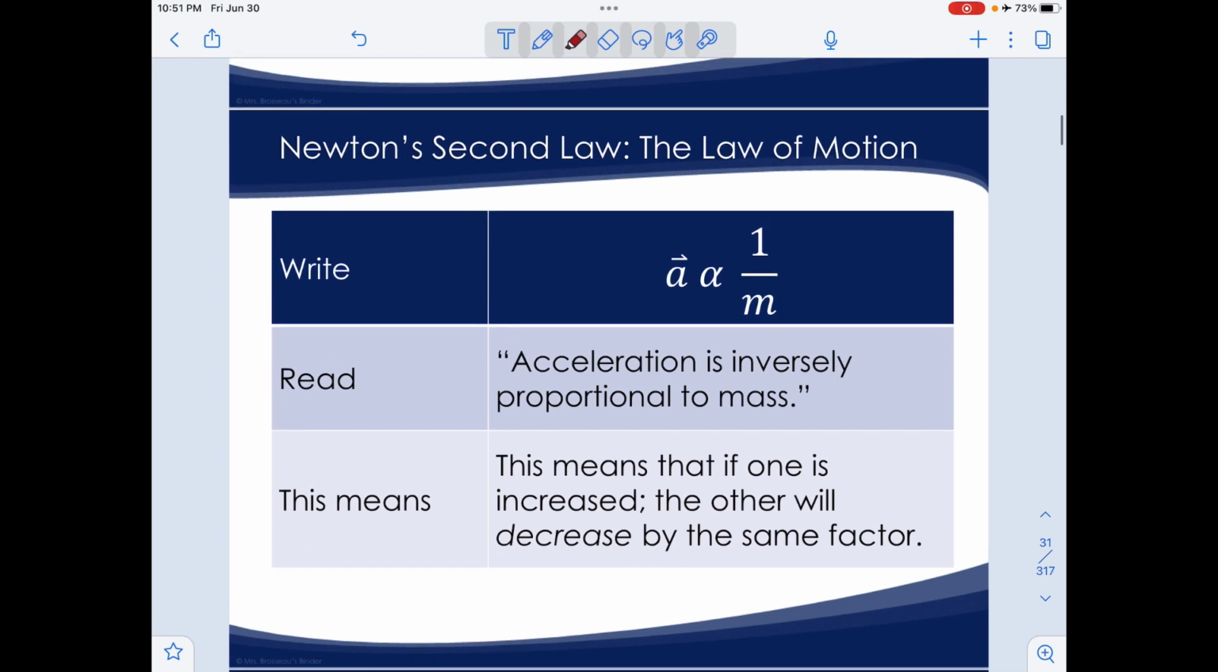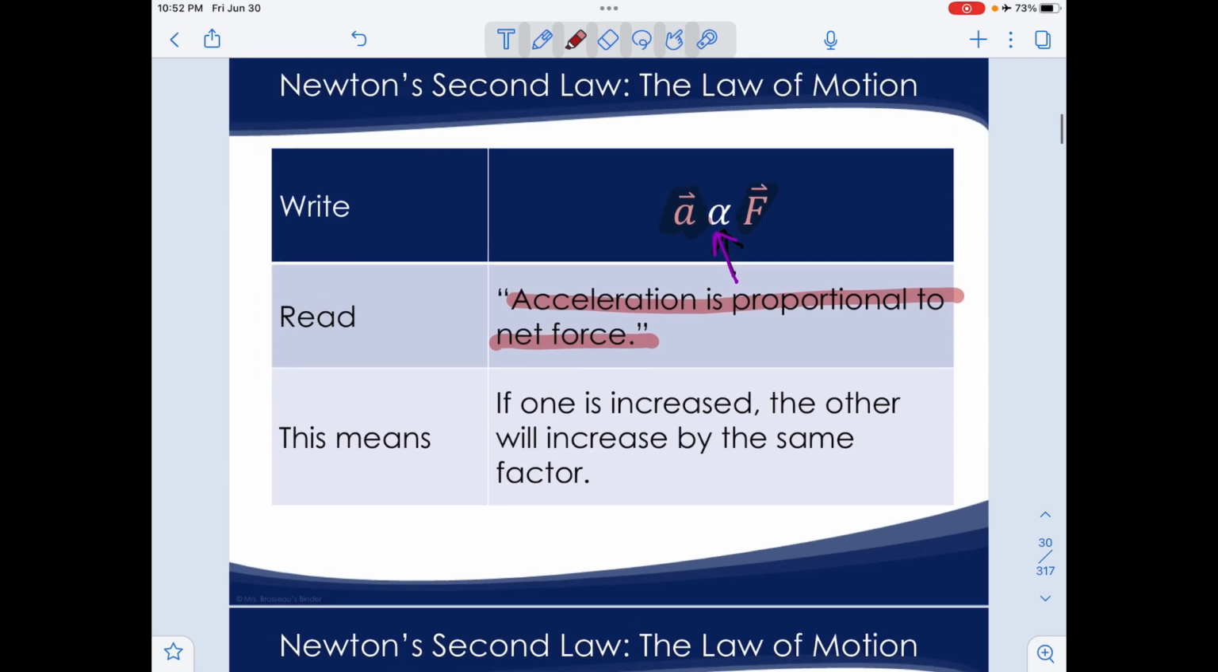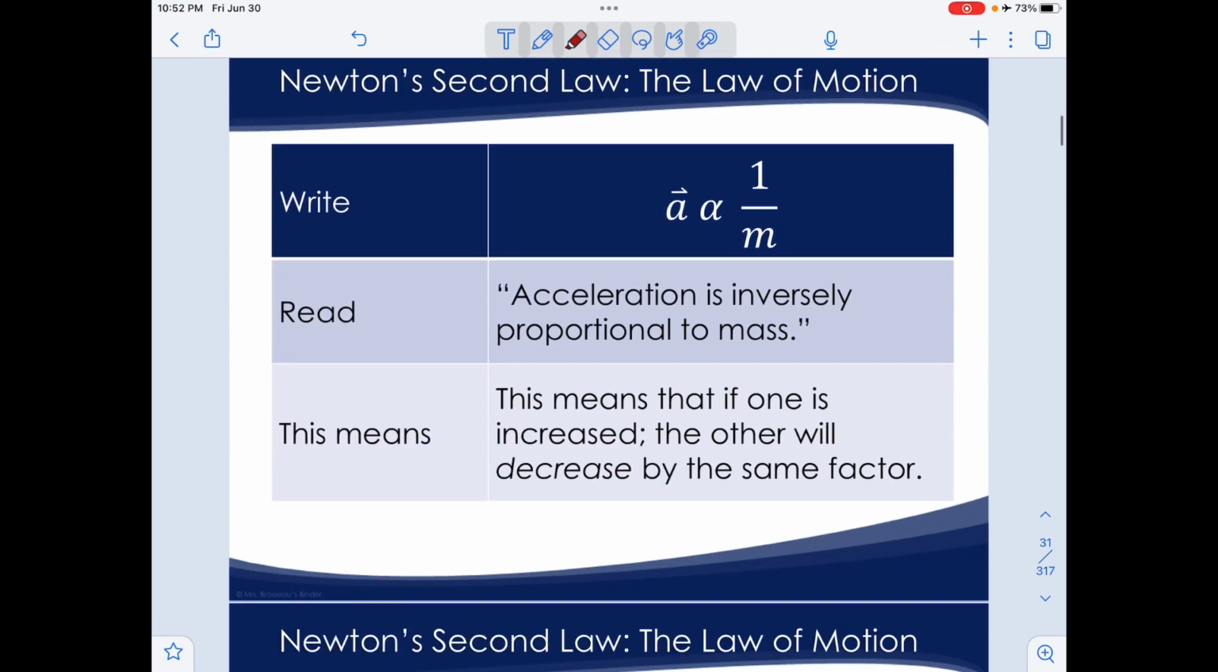If one is increased, the other will increase by the same factor. There are two parts to Newton's second law. The first is that force and acceleration are directly proportional. The second part is that acceleration is inversely proportional to the mass. Notice how the m here is in the denominator, not in the numerator. What this means is that when your mass increases, when this value down here increases, the acceleration is going to decrease.